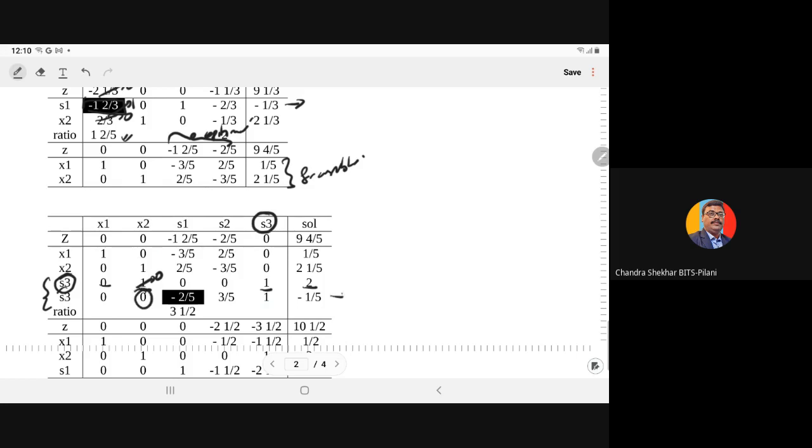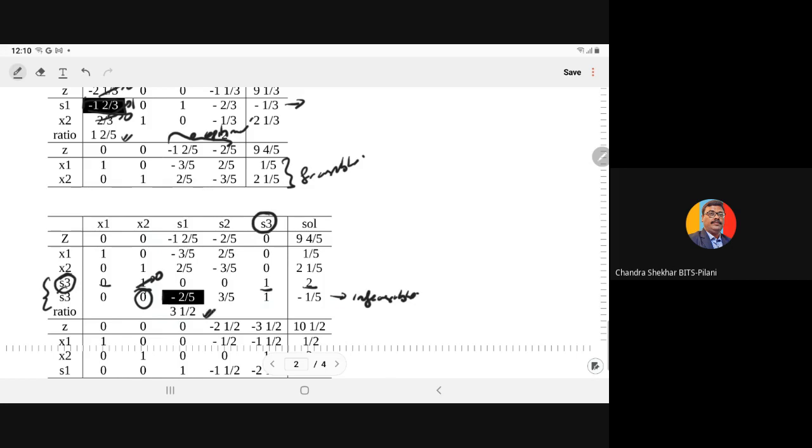So due to that, it will become infeasible. So here we have to apply the dual simplex method. Dual simplex method means this is your leaving variable. After the leaving variable, we take the ratio. On taking the ratio, here we have only one valid ratio.